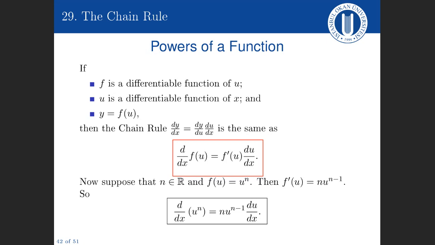Now let's suppose we're not interested in any type of function. Let's suppose we're only interested in power functions. Let's suppose for the time being that f of u is always equal to u to the power n. Then we know the derivative of this function is always n u to the power n minus 1. So instead of the formula in the red circle, we have the formula at the bottom. The d/dx of u to the power n is n u to the power n minus 1, multiplied by du/dx. In the next few slides, we're going to be using this formula.